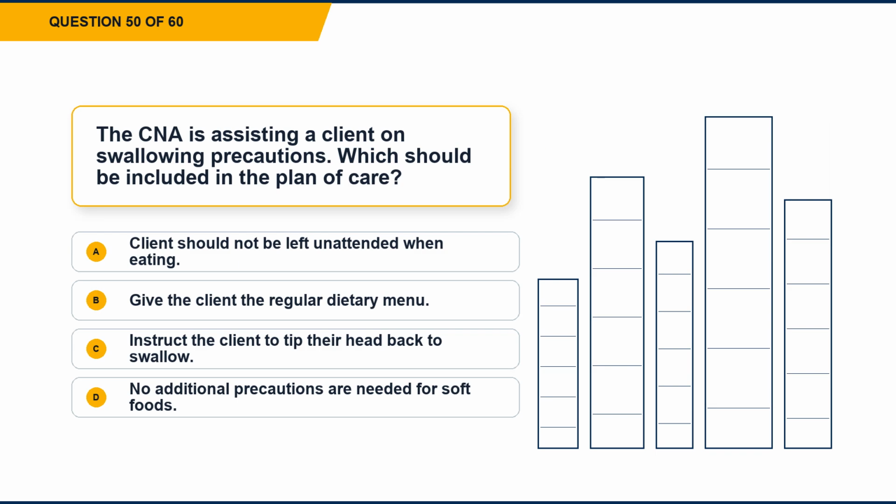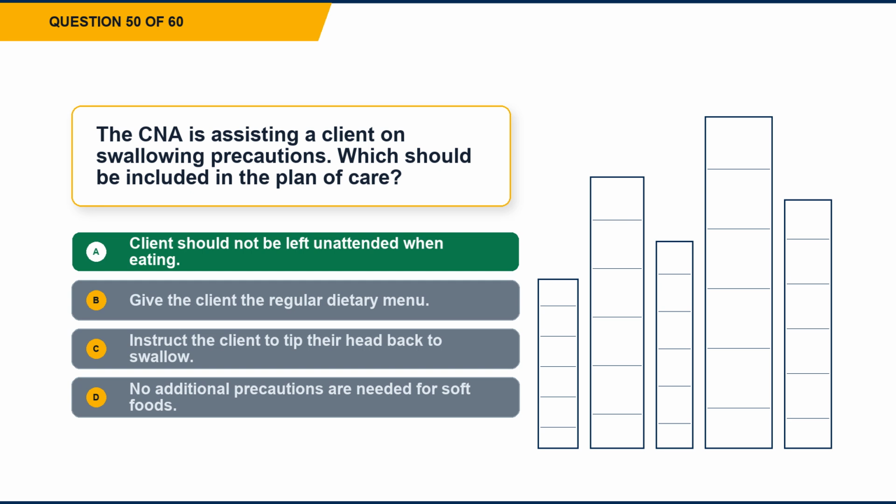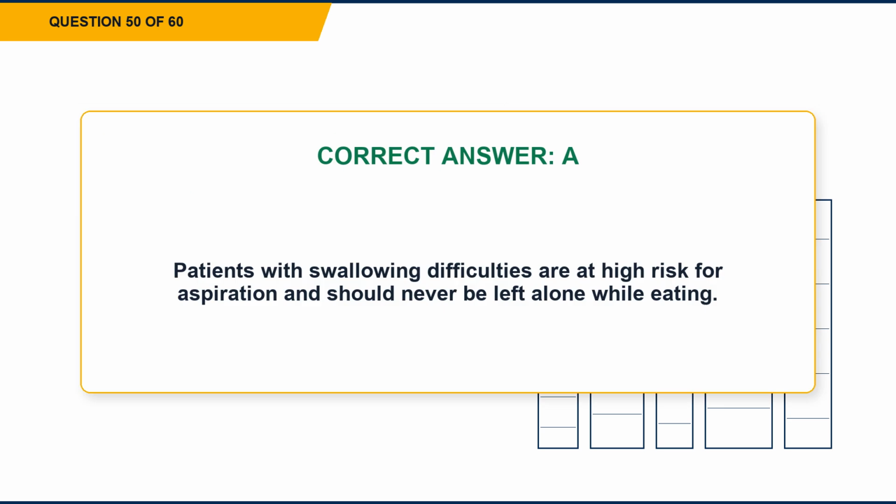Question 50. The CNA is assisting a client on swallowing precautions. Which should be included in the plan of care? Option A. Client should not be left unattended when eating. Option B. Give the client the regular dietary menu. Option C. Instruct the client to tip their head back to swallow. Option D. No additional precautions are needed for soft foods. The correct answer is option A. Client should not be left unattended when eating. Explanation. Patients with swallowing difficulties are at high risk for aspiration and should never be left alone while eating.